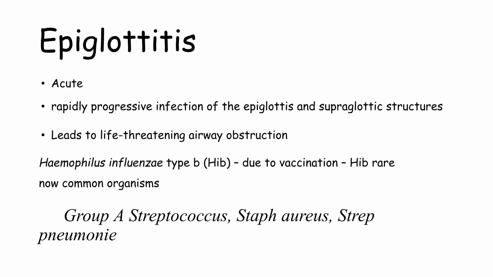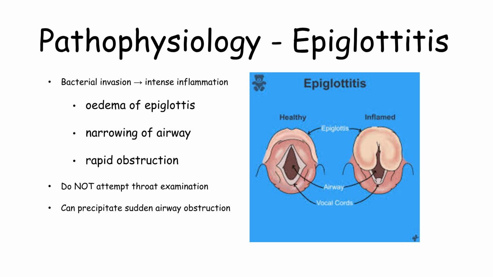Epiglottitis is an acute, rapidly progressive infection of the epiglottis and supraglottic structures, which can lead to a life-threatening airway obstruction. While Haemophilus influenzae type B used to be the cause, vaccination has made it rare. Now Group A Streptococcus and Staph aureus are more common. In epiglottitis, bacterial invasion causes intense inflammation and edema, leading to rapid airway obstruction. Crucially, do not attempt a throat examination as it can precipitate sudden airway obstruction. The image illustrates the swelling of the epiglottis.